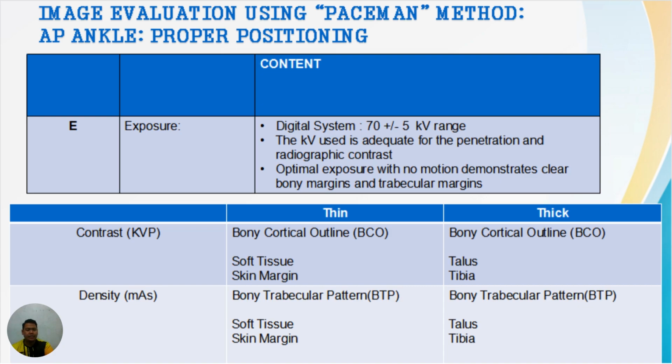The mAs exposure, which controls the density, is also adequate because we can see the bony trabecular pattern, BTP, of thin structure such as soft tissue and margin is visible on the image, and the bony trabecular pattern, BTP, of thick structure such as talus and tibia is also visible on this image.